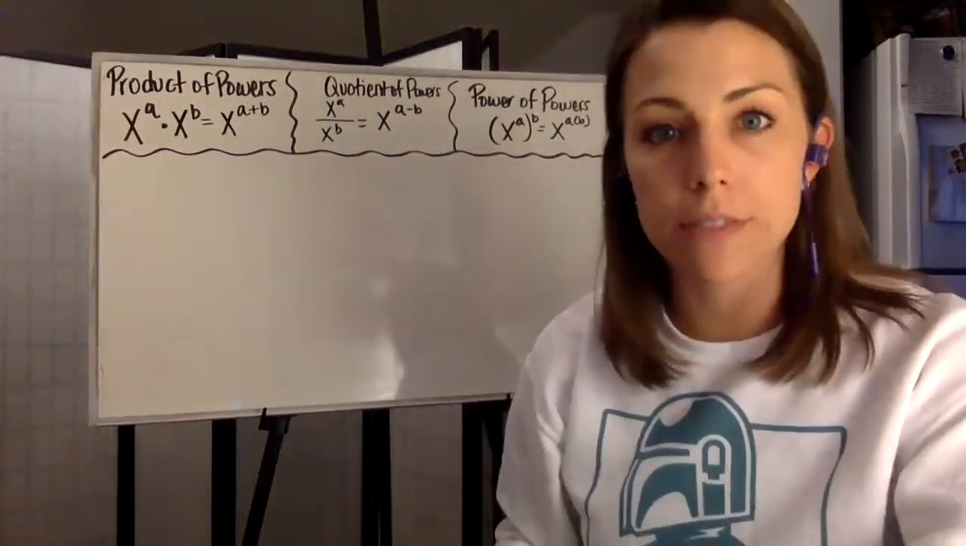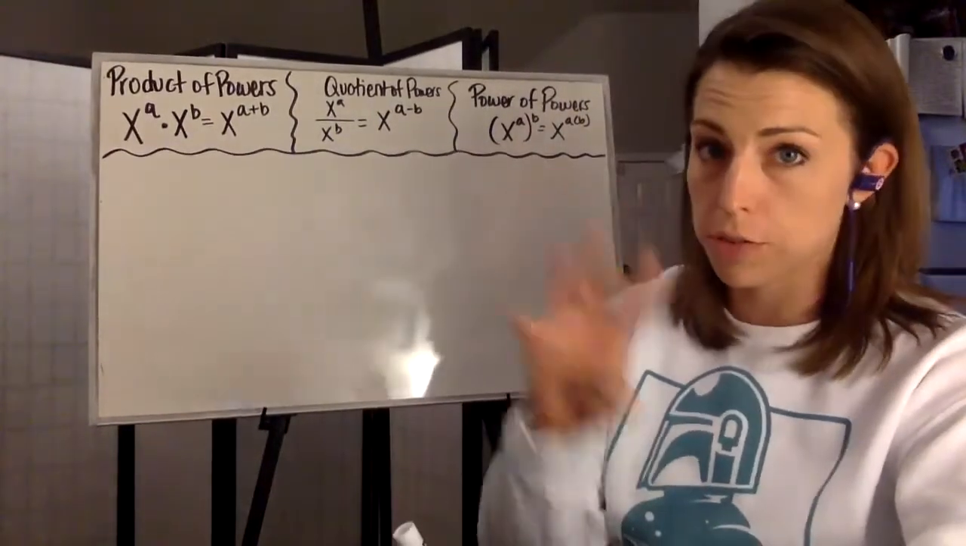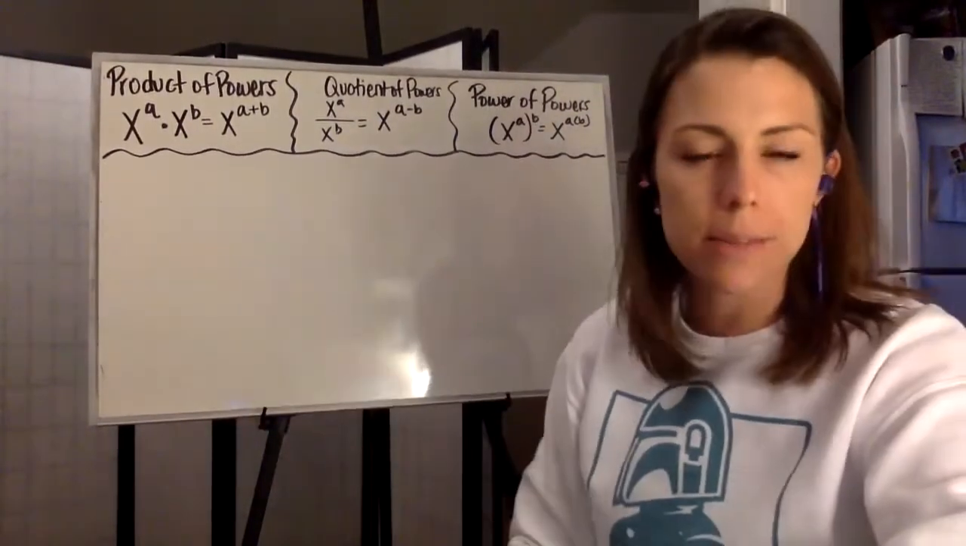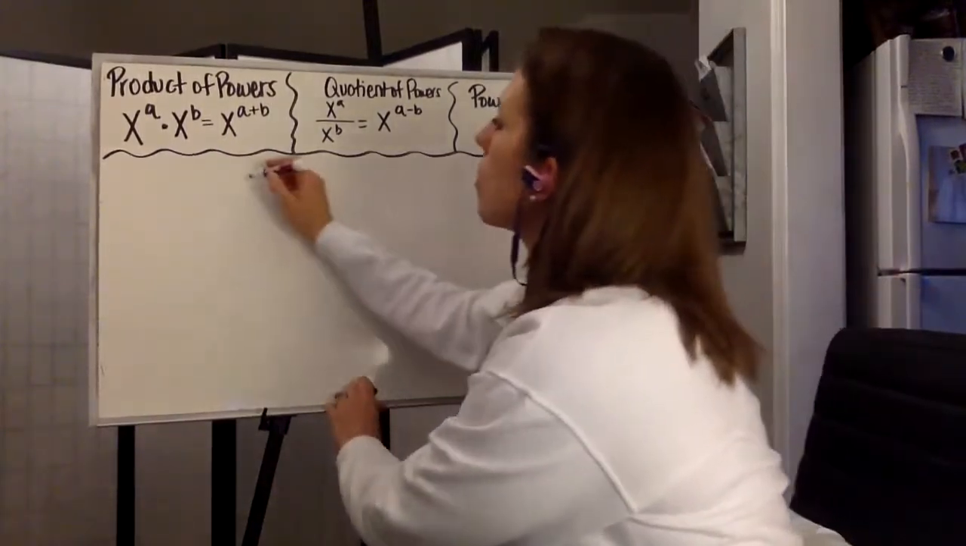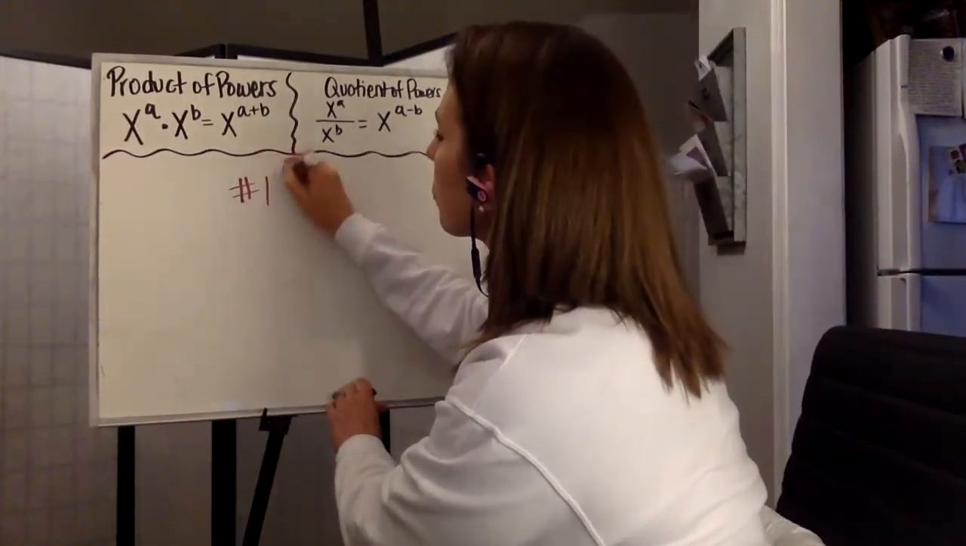So we're going to do a couple of different examples. In fact, we're just going to do 4 different examples, and I'm going to weave in some negative exponents as well, just so that we get that extra practice. So warm up number 1.